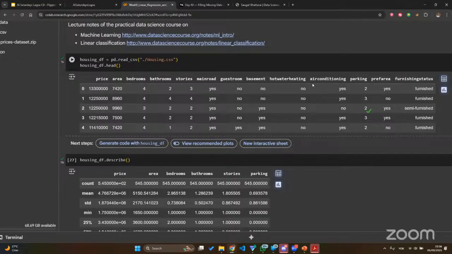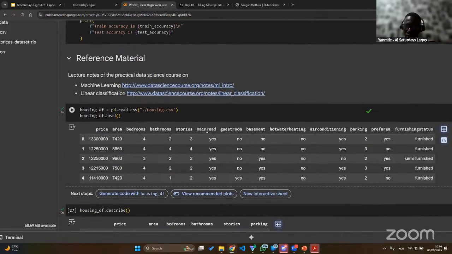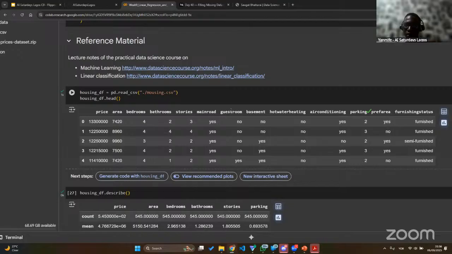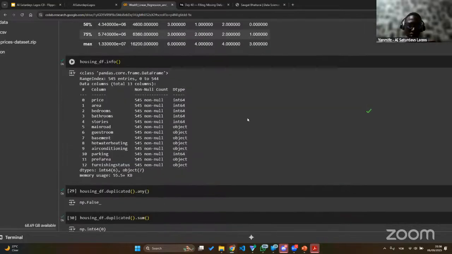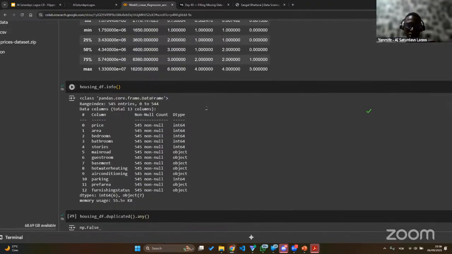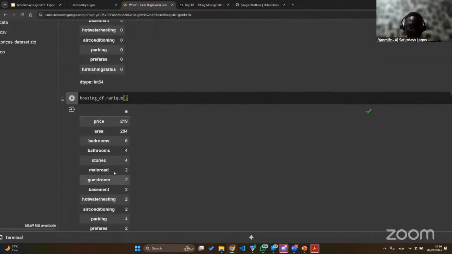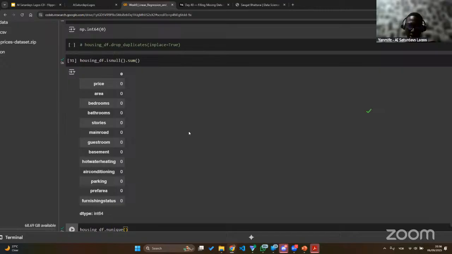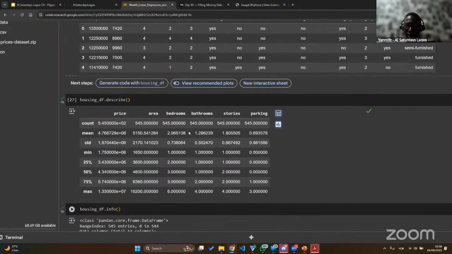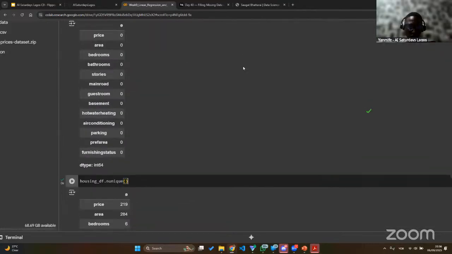Two, two each. Two unique values. Correct. So we have main road. Okay, let's check. Which one is the first one? Main road. How many unique values does main road have? It has two. I guess that is correct. Guest room and basement, two, two.